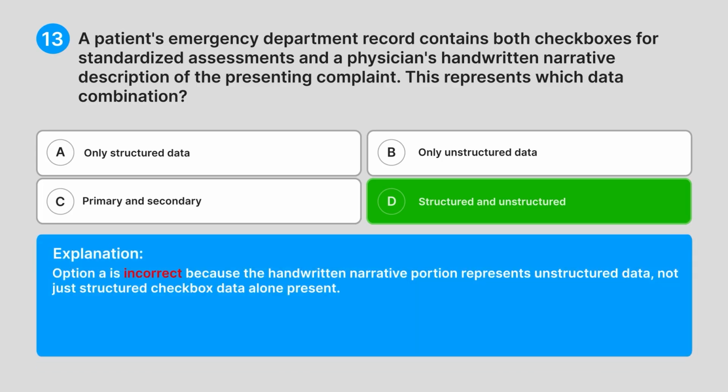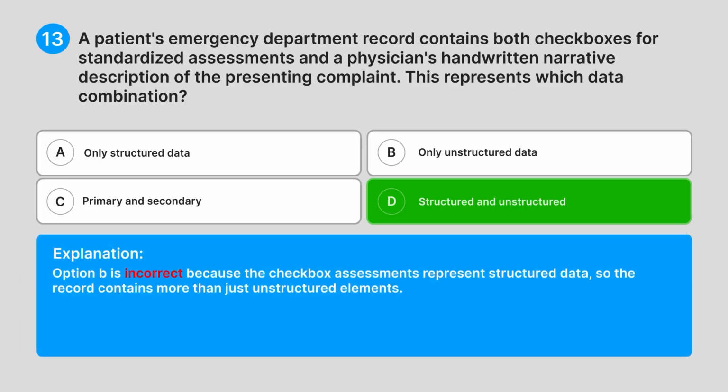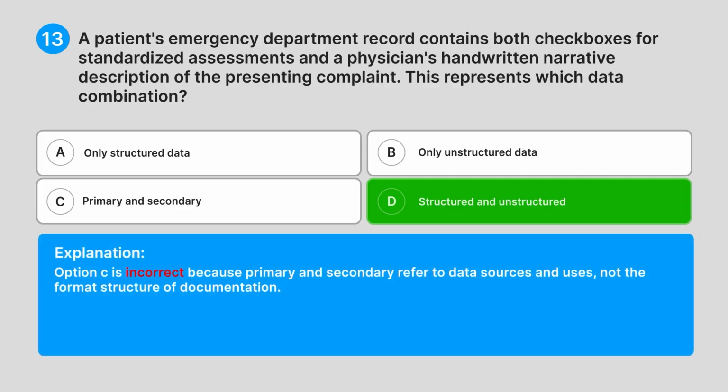Option A is incorrect because the handwritten narrative portion represents unstructured data, so it is not only structured data. Option B is incorrect because the checkbox assessments represent structured data, so the record contains more than just unstructured elements. Option C is incorrect because primary and secondary refer to data sources and uses, not the format structure of documentation.